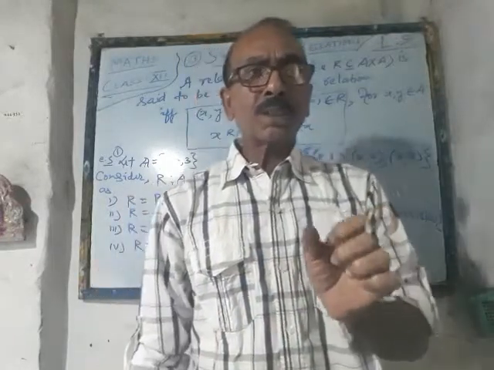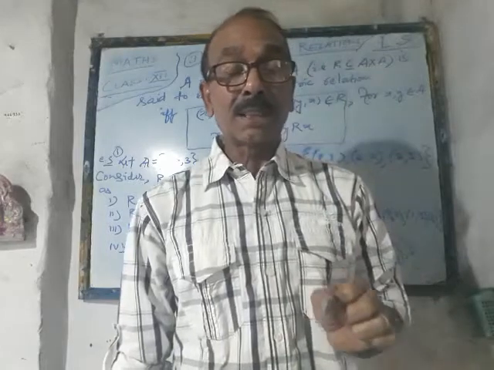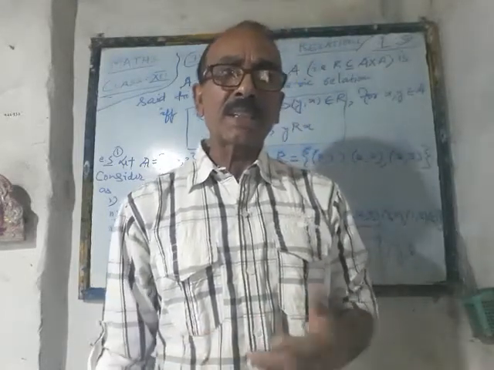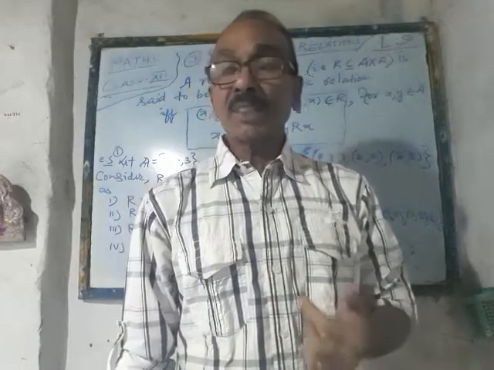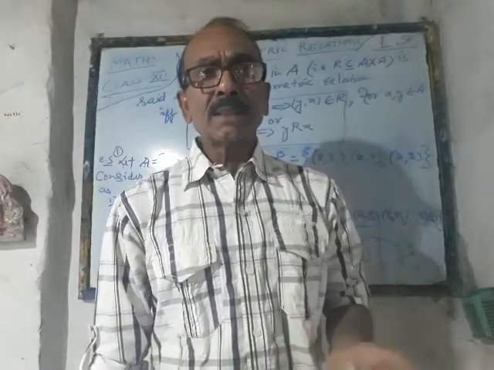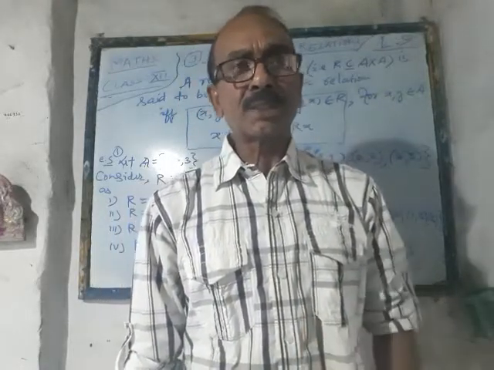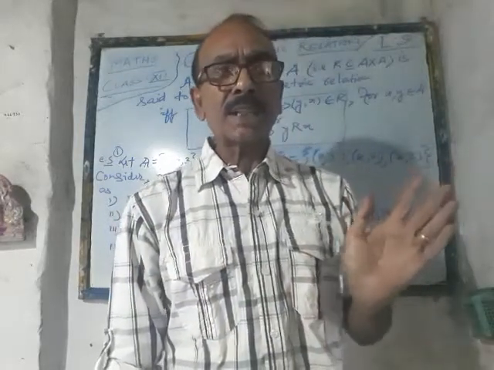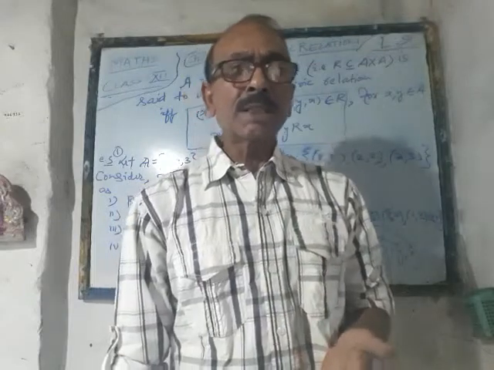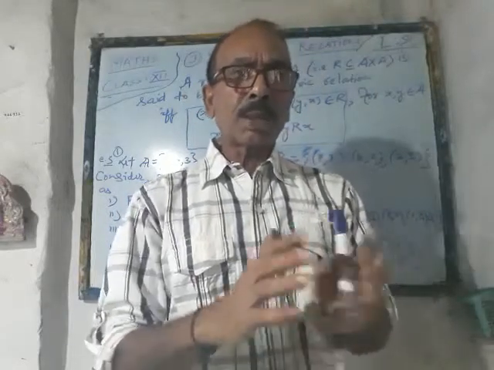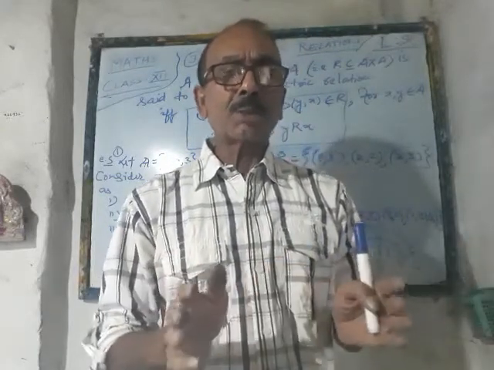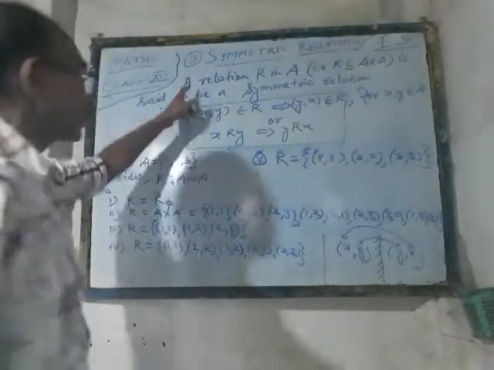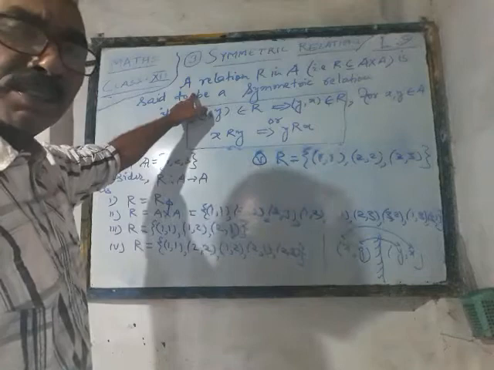Suppose (1, 2) is lying in the given relation and (2, 1) is not lying there. In that case we say that symmetricity is contradicted, and the given relation is not symmetric. So I have just written the definition. You just try to understand it, and some examples will also be decided on the basis of that, so that it could be very clear to all of you about the symmetric relation.